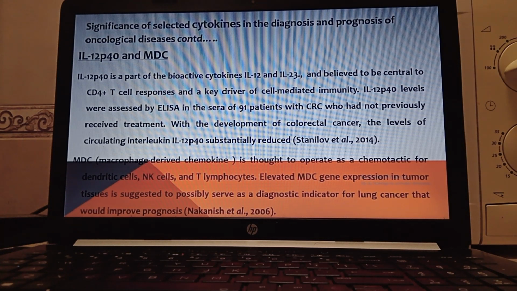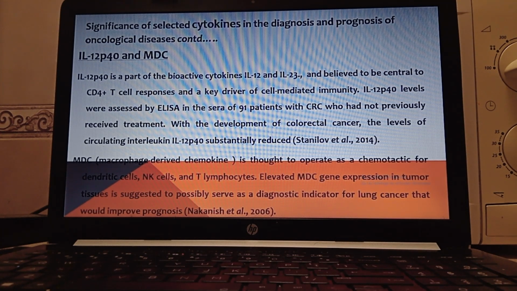Interleukin-12 p40 and MDC. Interleukin-12 p40 is part of the bioactive cytokines interleukin-12 and interleukin-23, and these interleukins are believed to be central to the CD4 T cell response and a key driver of cell-mediated immunity. Interleukin-12 p40 levels were assessed by ELISA in the sera of 91 patients with colorectal cancer who had not previously received treatment. Now, with the development of colorectal cancer, the levels of circulating interleukin-12 p40 were substantially reduced.